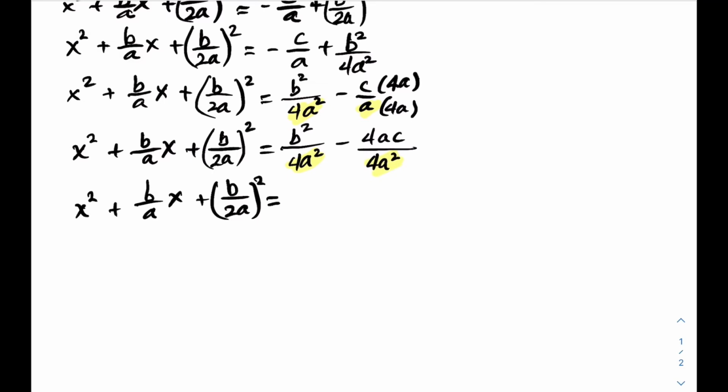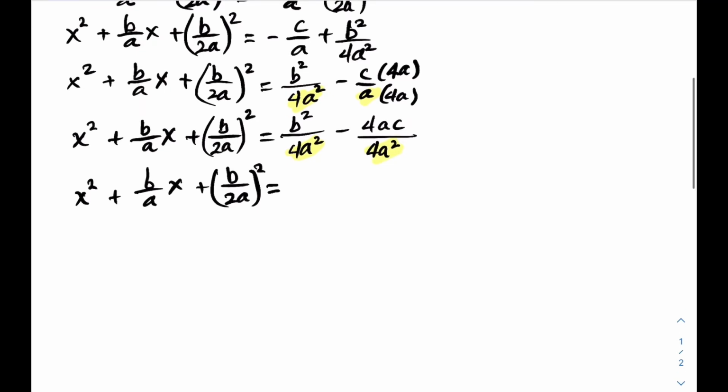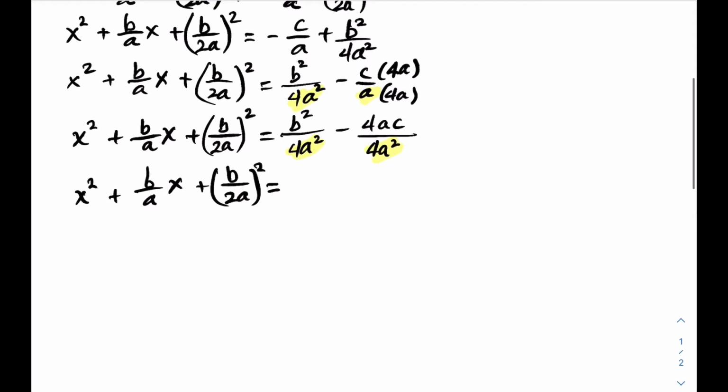Since the denominator is the same, we can combine the two fractions into one big fraction. So b squared minus 4ac all over 4a squared.